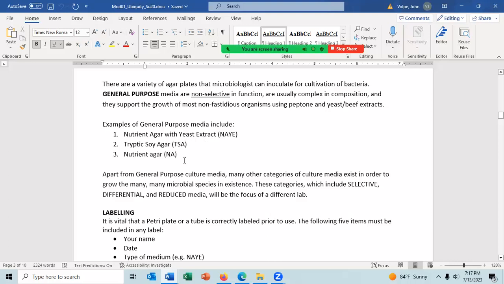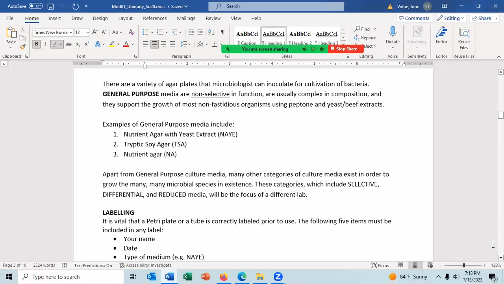So these provide nutrients for most microorganisms like E. coli. Any organism that's non-fastidious generally will grow on any general purpose media. Another reason for using general purpose media is they are cheap. And so that's why we use general purpose media. There are other categories of media, and we will discuss them in a later lab.